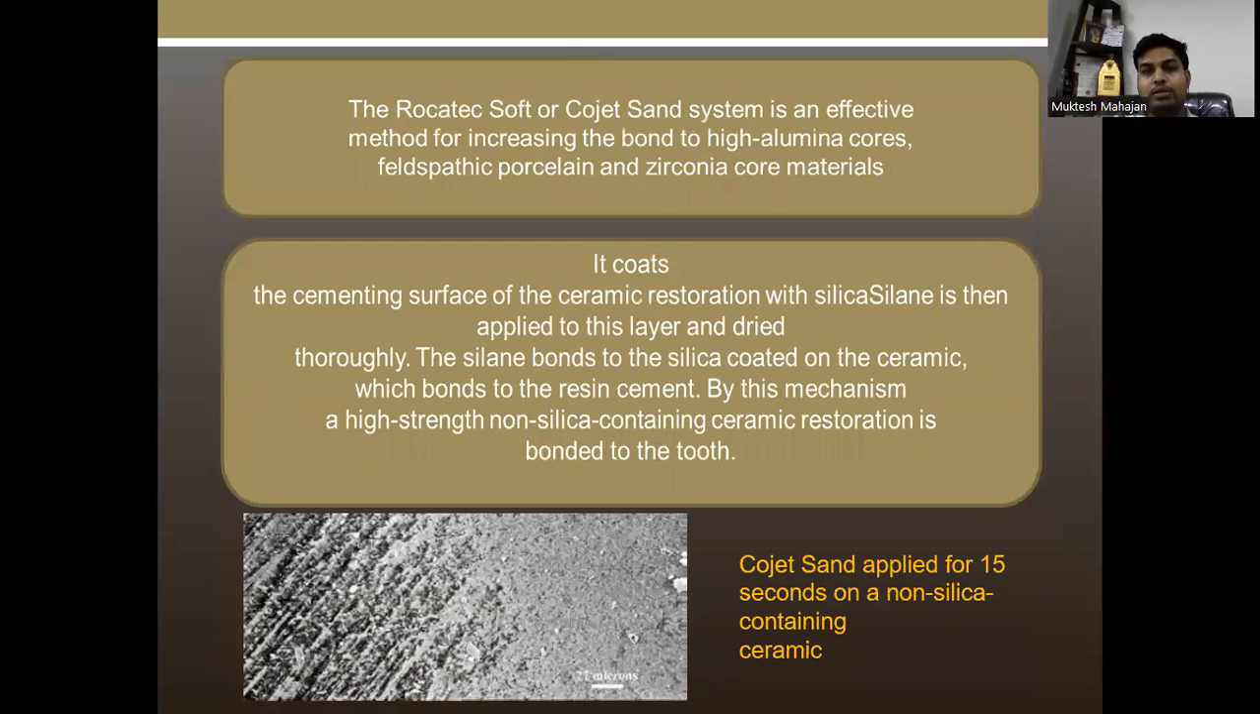The Rocatec soft system is an effective method for increasing the bond to high alumina cores, feldspathic porcelain, and zirconia core material. It coats the cementing surface of the ceramic restoration with silica. A silane sealant is then applied to this layer and dried thoroughly. The sealant bonds to the silica coated on the ceramic, which bonds to the resin cement. By this mechanism, a high strength non-silica containing ceramic restoration is bonded to the tooth.